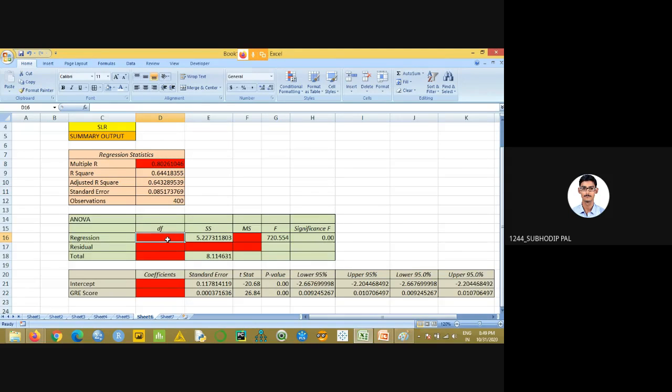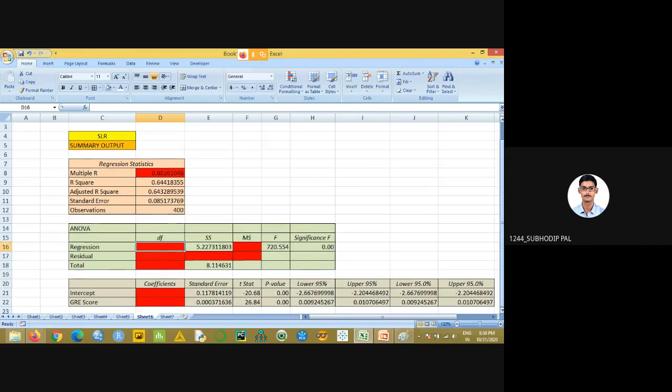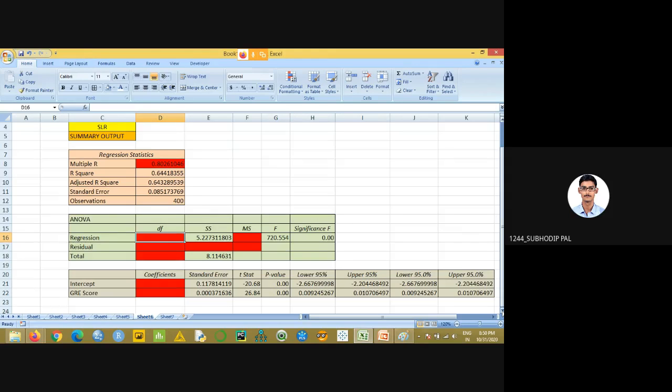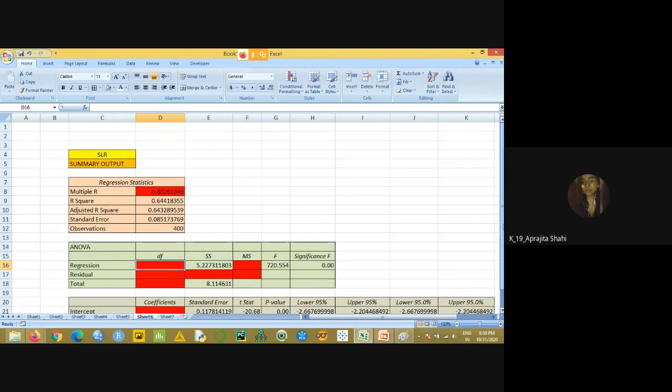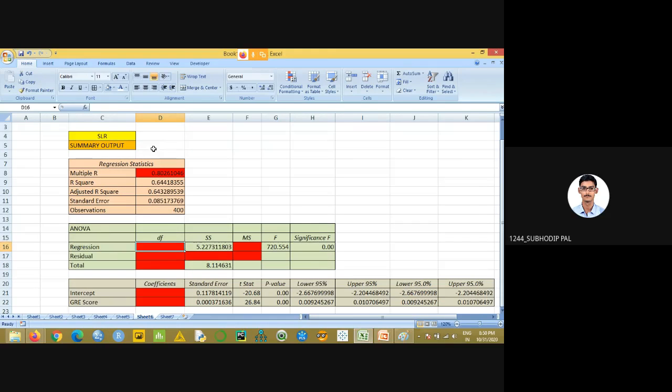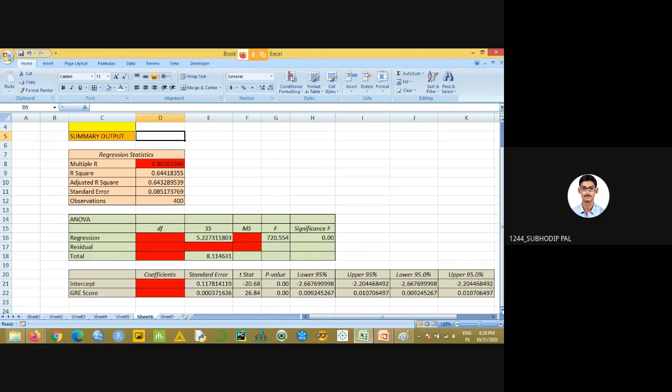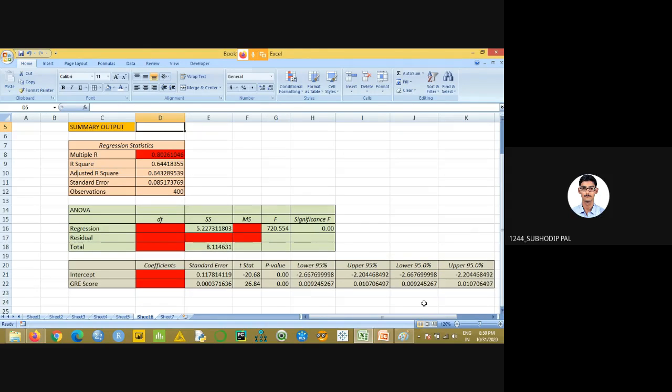Now degree of freedom, this one I know. This one is K. K means number of independent variables. How can I know that? How many independent variables are there? It's not mentioned anywhere that it is simple linear regression. Simple linear regression means K value will be 1. Okay, that I know, but it's not mentioned anywhere.